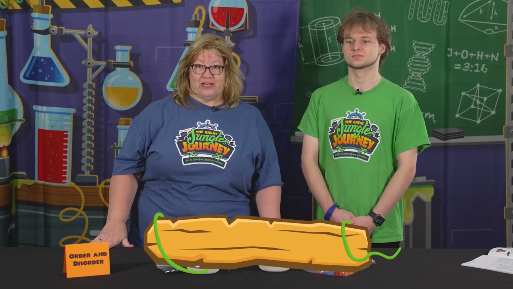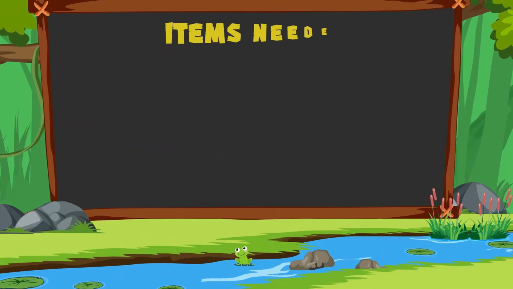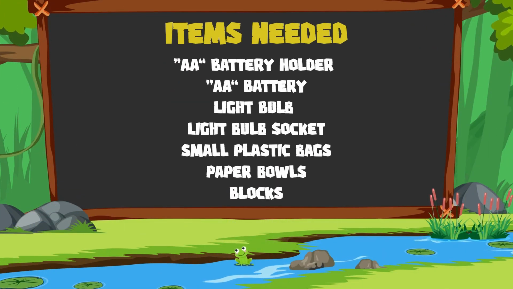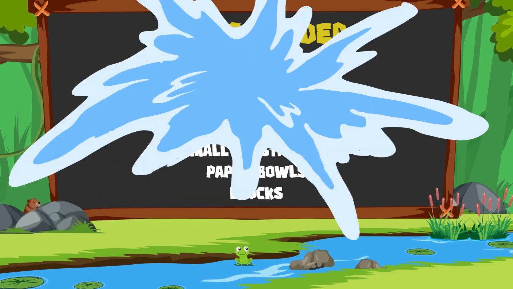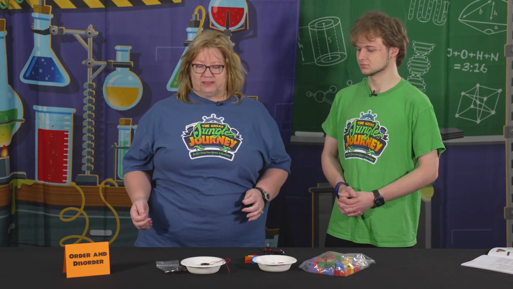This is Jungle Journey, Day 1, Order and Disorder for Science. So we're talking a bit about creation today and how God made everything. And just to show kids that even if you had all of the ingredients, which God produced, you still can't make something higher functioning than just those ingredients alone.